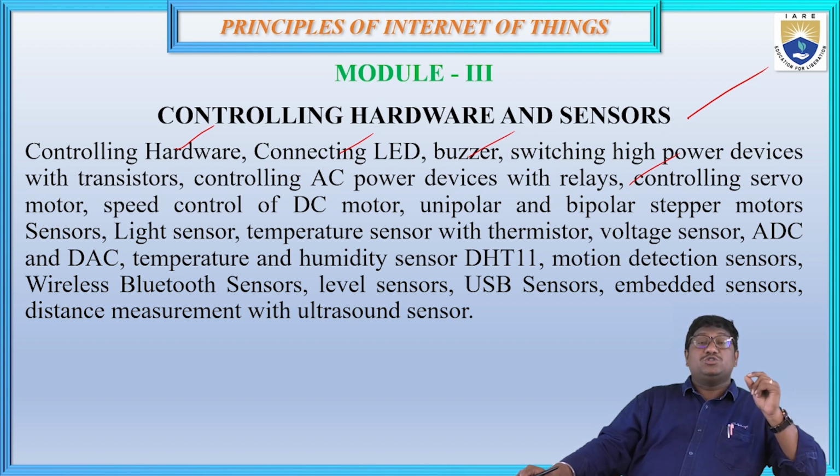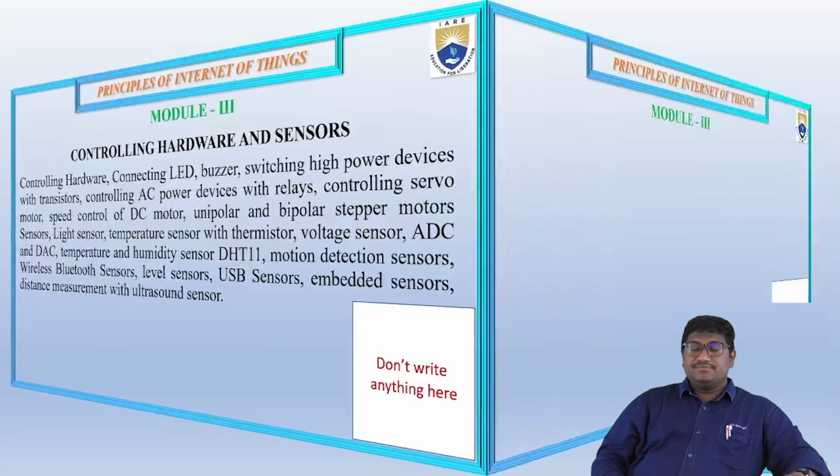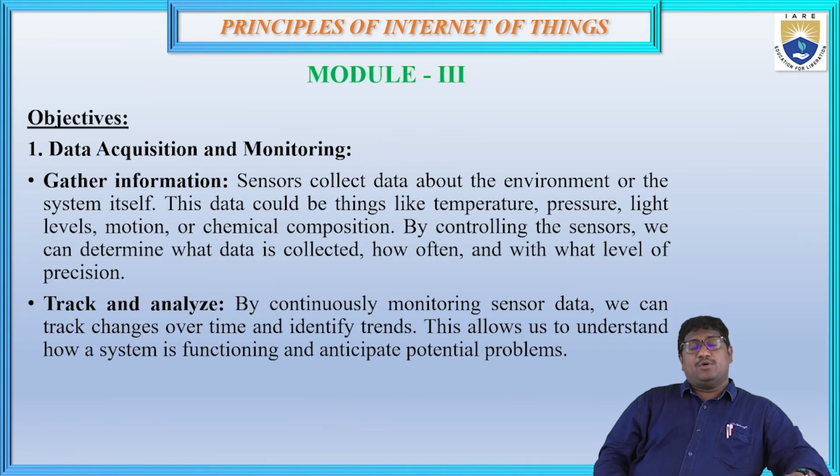If we use this motion detection sensor mechanism in switching on the light, the fan, and the AC, automatically most of the power is going to be saved. And along with this, wireless Bluetooth sensors, which are playing a major role in our smart gadgets as well. Why? Because everyone nowadays is using iPods, which use a wireless Bluetooth sensor, and level sensors, USB sensors, embedded sensors. Like that, every device has our IoT system in it. So have a look. Now we will enter into what exactly the objectives of this particular module were.